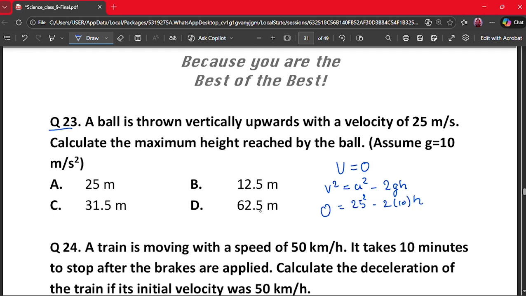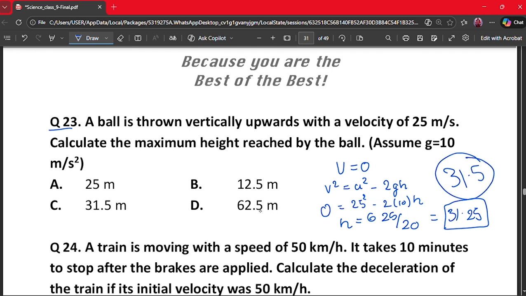So here h will be equal to 625 by 20, and this will be equal to 31.25, which is approximately 31.5. So our correct answer is option C.